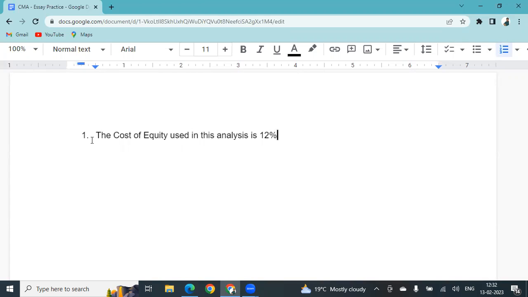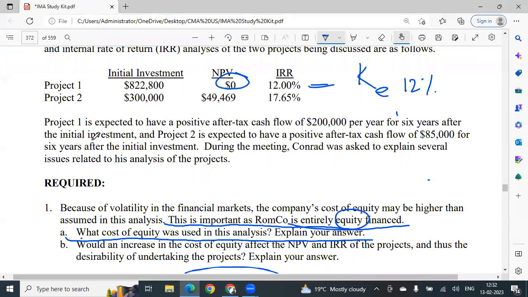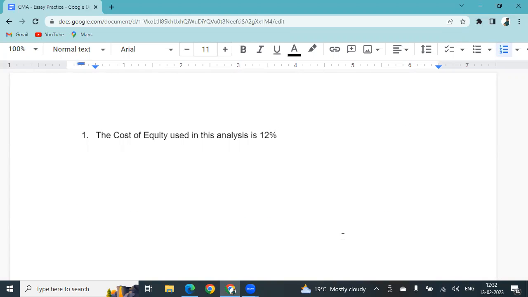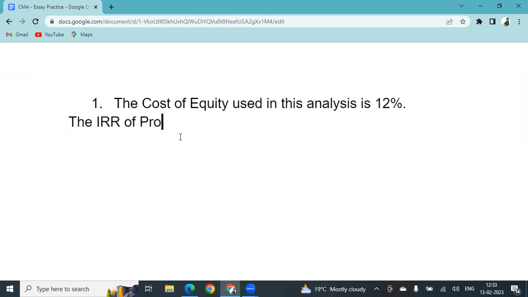Now we have to give an explanation of why this is 12%, because that's what the question asks. If the question were only what cost of equity was used in the analysis, the answer would be done. But here it says explain your answer. So let me put it down in another paragraph. The IRR of project 1 is 12% and the NPV is 0.